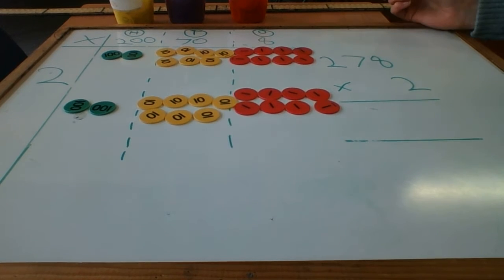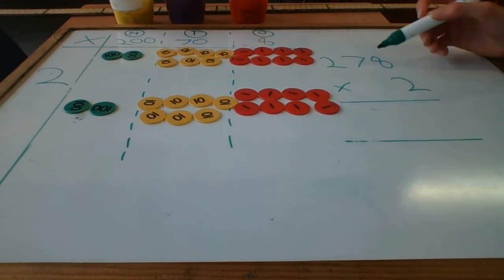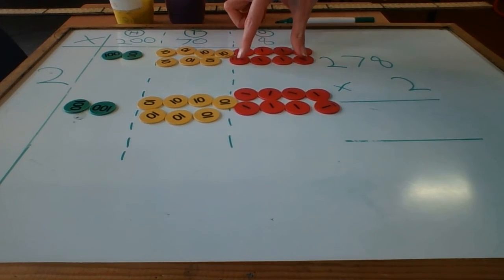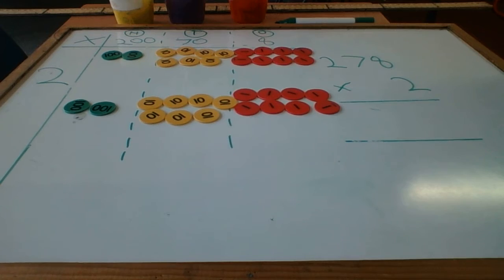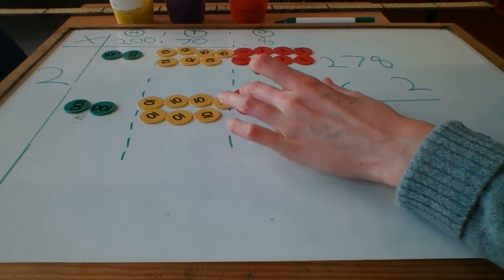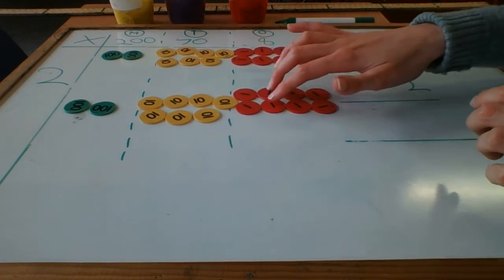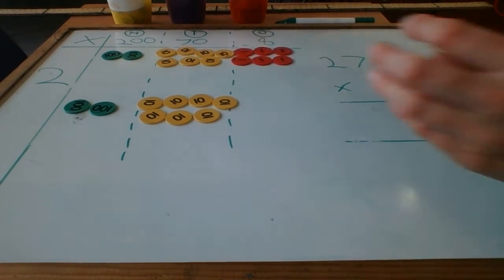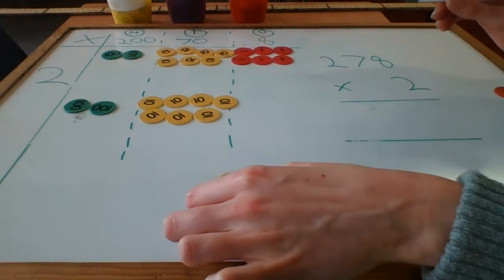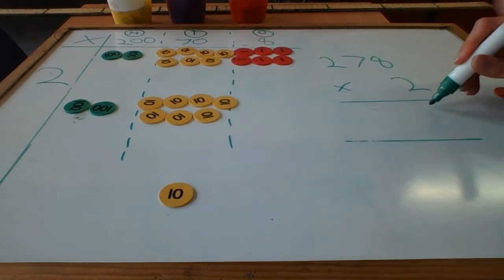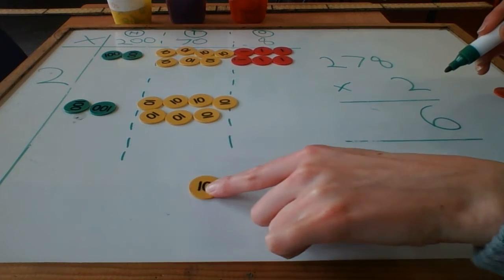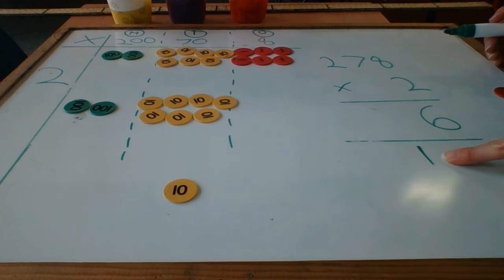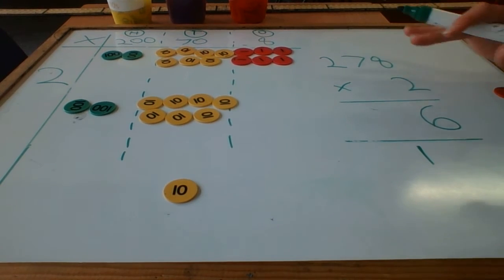So as normal, we start with the ones column. 2 times 8, 2 lots of 8 is 16. 4, 8, 12, 16. Now that means I can take 10, 2, 4, 6, 8, 10. Take 10 ones and change it for a 10. And I've got 6 ones, put 6 ones in the ones column, and a 10 to put underneath the tens column over here. So the ones done.